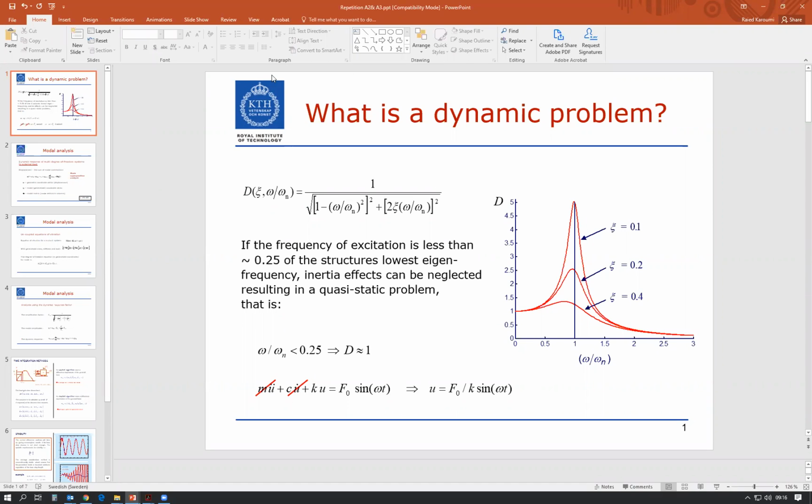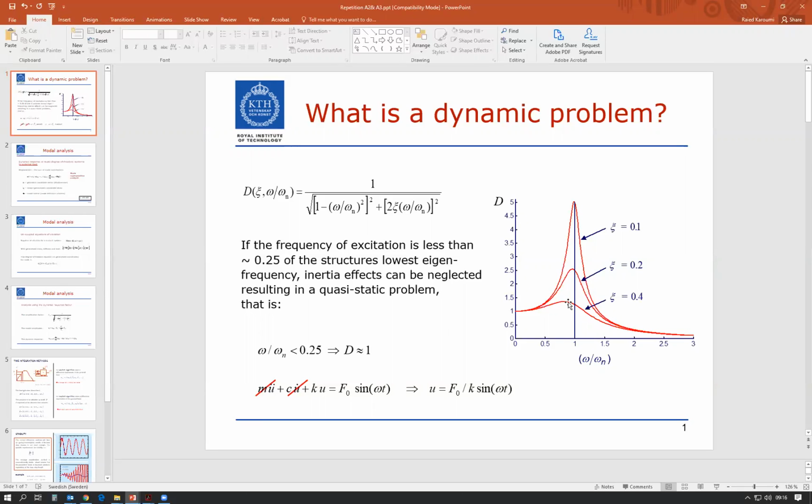Okay, so repetition from the last two lectures. We discussed the dynamic problem and the response of a single degree of freedom system. You remember this diagram, which shows the amplification factor on the y-axis and the frequency ratio between the forcing frequency and the structure frequency on the x-axis. And as you remember, we said that when they are close to each other, we have the phenomenon of resonance.